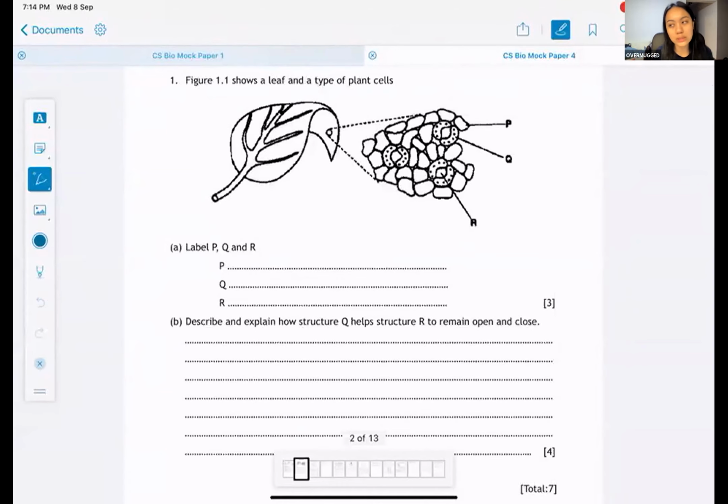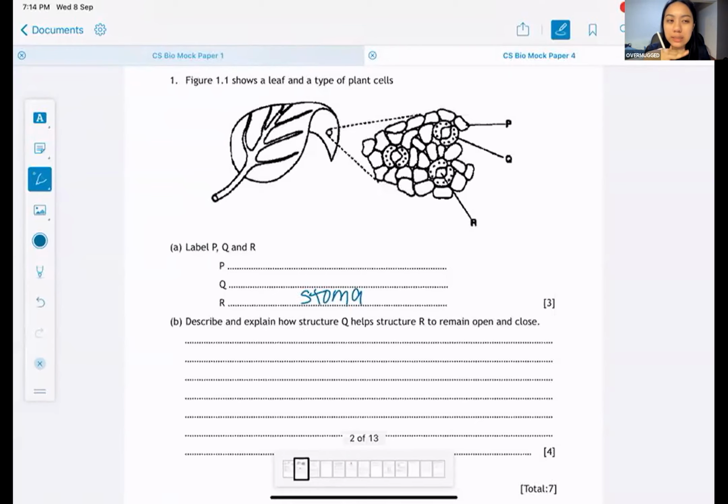R, we all know, is the stomata, but usually we call it stomata, right? Like when we were referring to other explanations. But when it comes to labeling, one thing you need to be careful of is the singular and plural structure. So for stomata, the singular is stoma.